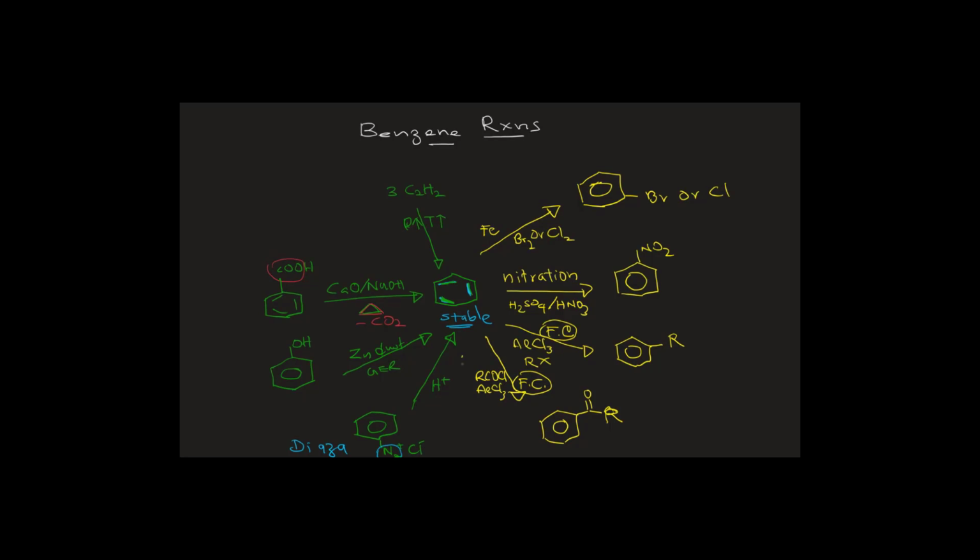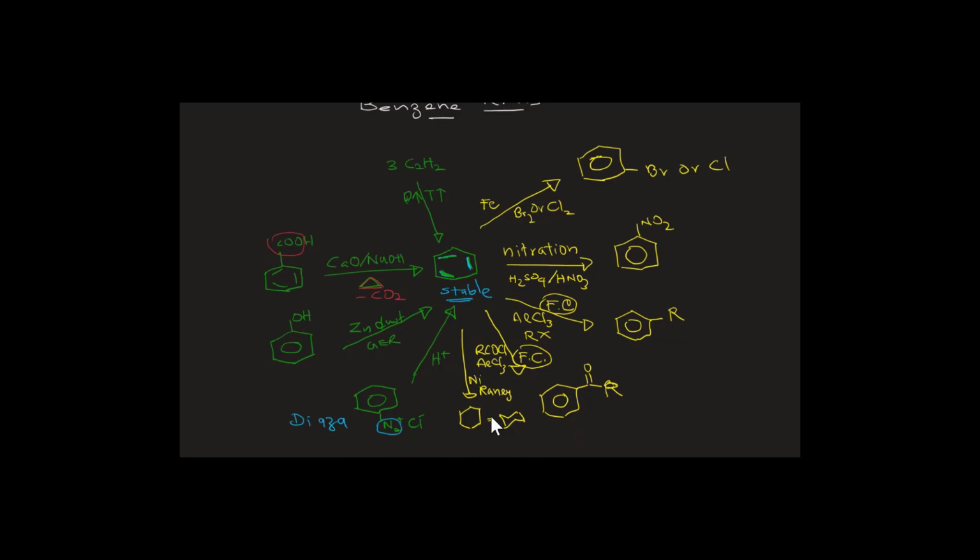Now you can also produce cyclohexane in the presence of hydrogen and Raney nickel. I think we talked about that in the other video about the stability of benzene and the hydrogenation enthalpy. That's a really important one to understand, and you can perhaps watch that video for it. Now let's look at a few other reactions.